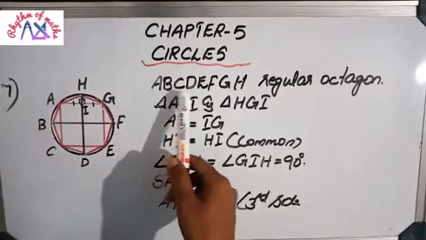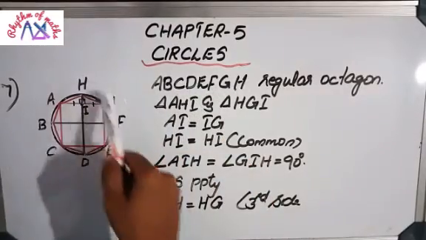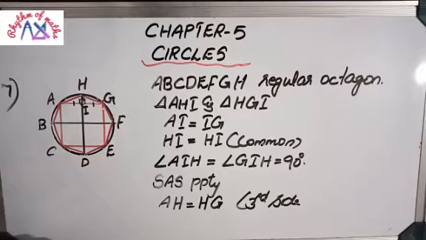Therefore, ABCDEFGH is a regular octagon. Okay, so that's all from the first activity.